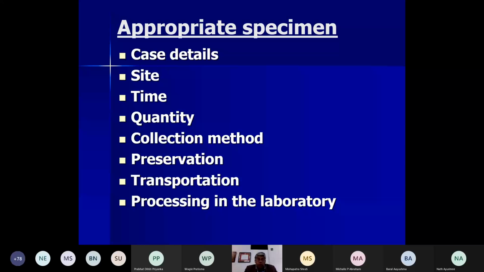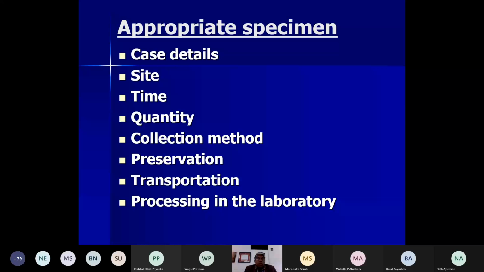Now you are Sherlock Holmes. You are at a site where the theft has occurred. You need to collect appropriate evidence from there. So first and foremost, you need to take case details. You need to ask the people, ask the patient the detailed history.